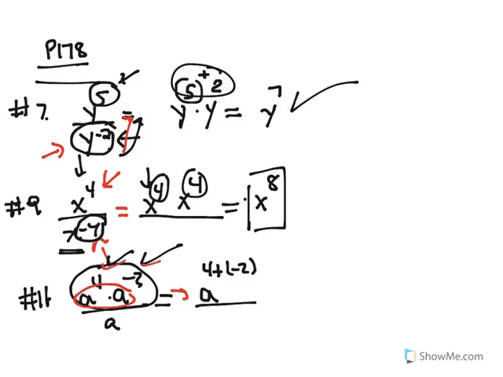And then what do I have in the denominator? I have a. Let's see what happens here. 4 minus 2 is 2. So I have a to the 2nd divided by a. Remember that this baby has an exponent of 1, and that would be a to the 2 minus 1, which is 1, and a to the 1 is a. That is the answer here for problem number 11.